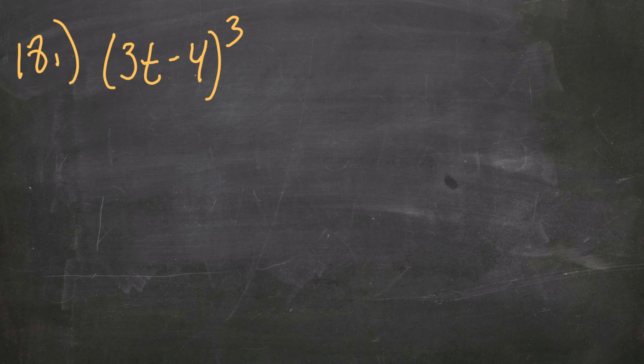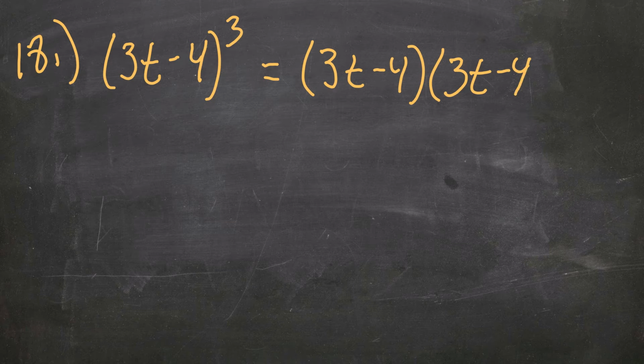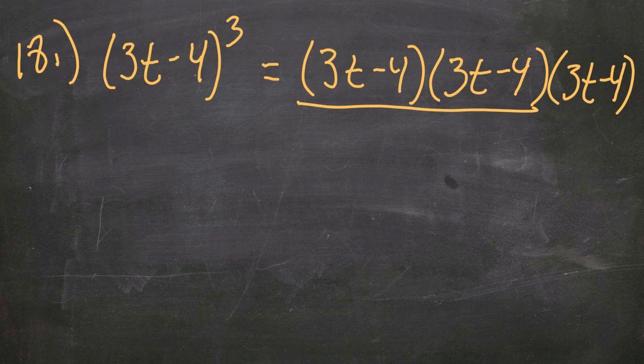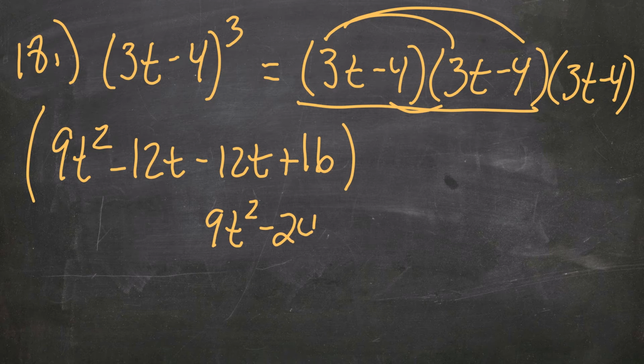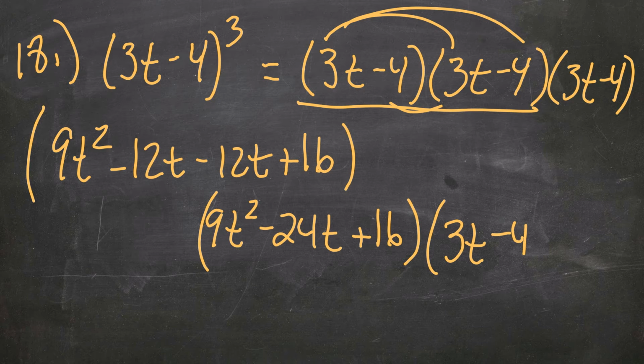Alrighty, 3t minus 4 cubed, that's number 18. But most people are going to do it this way, where they take that 3t minus 4 and write it 3 times, because that's what the little cube means. And then you're going to pick 2 to multiply, so you FOIL those 2 or distribute them and end up with 9t squared minus 12t minus 12t plus 16, which turns into 9t squared minus 24t plus 16, and then I multiply by 3t minus 4.